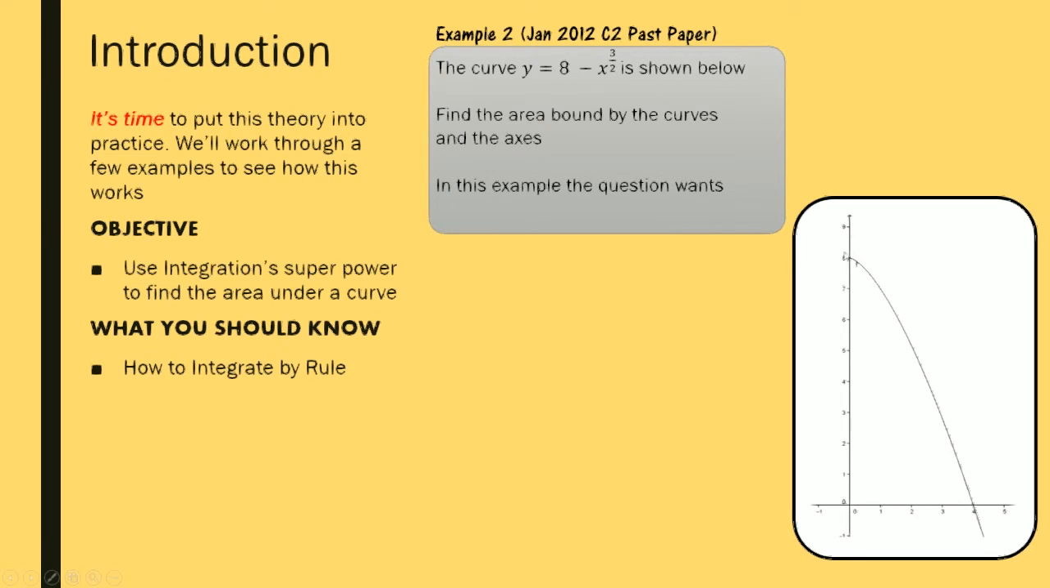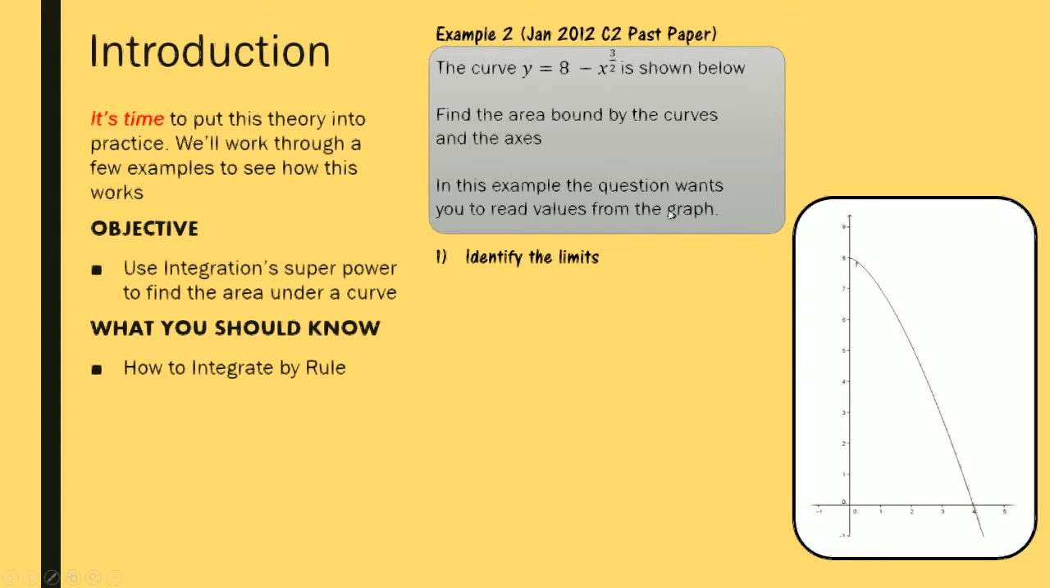Find the area bounded by the curve and the axes. So they want the area that's bound by the curve, which is this bit here, and the two axes, the x-axis and the y-axis. The x-axis is simple enough because that's what you do when you integrate: you get the area bounded by the curve and the x-axis. In this example, the question wants you to read the values from the graph for the limits, the upper limit and the lower limit.